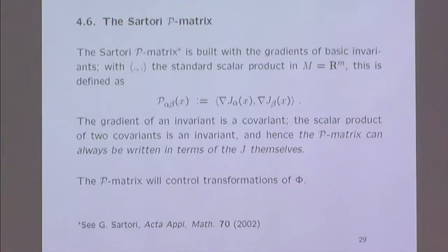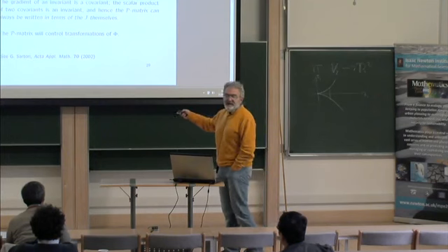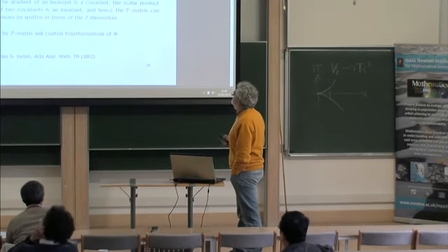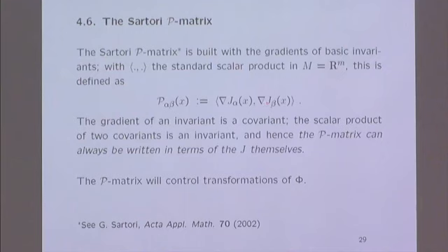So the next and last ingredient, technical ingredient I know, is this matrix which was introduced by Sartori, and it's just this. Take all the basis invariants, take the gradients of these basis invariants, and make scalar products among the two. And you introduce this in a matrix. This will show up in what I'm doing next, so it's better to have a name for that. Sorry, I forgot to say that this is an invariant. The gradient is a covariant. Scalar product of two covariants is again an invariant. So the matrix can clearly be written in terms of the J themselves.